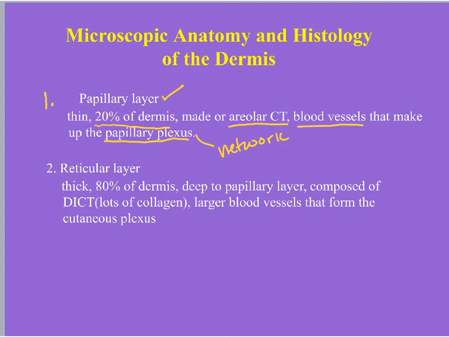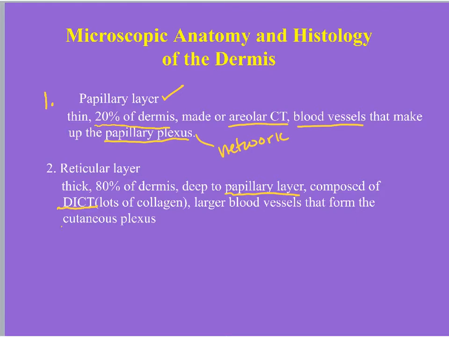So you've got this network of blood vessels that are weaving themselves through this areolar connective tissue. So that reticular layer is the deep 80% of the dermis. We say it's deep to the papillary layer, and it's composed of dense irregular connective tissue. In fact, when you were learning about dense irregular connective tissue in the connective tissue unit, you were looking at the reticular layer from the skin. So you've seen this before underneath the microscope.